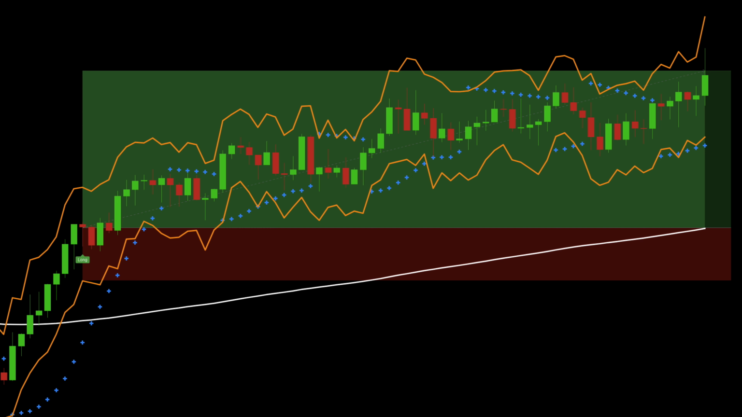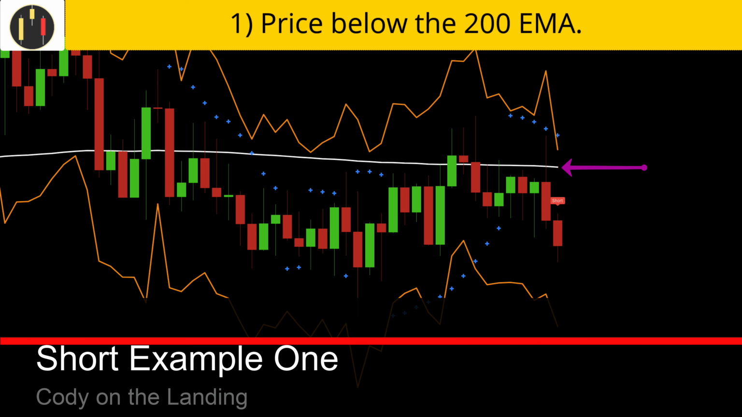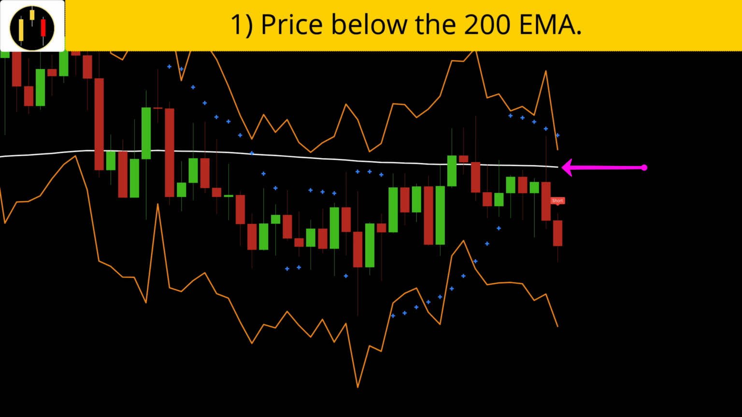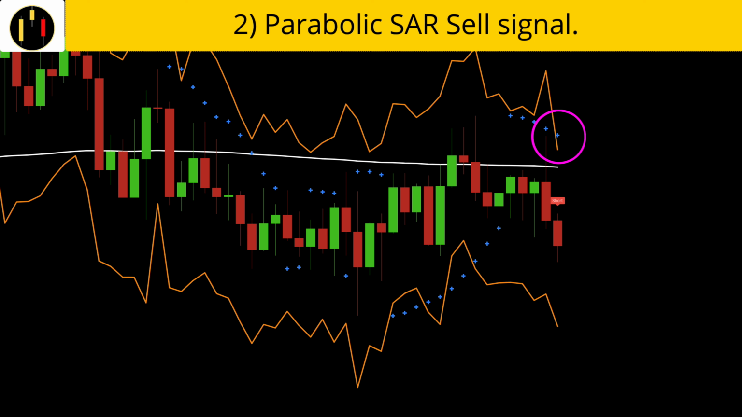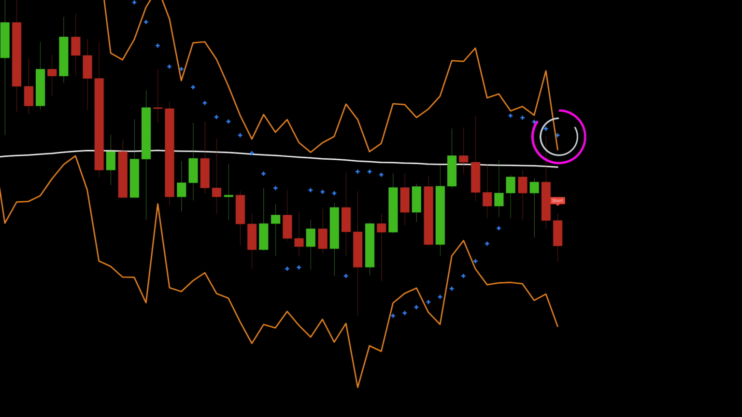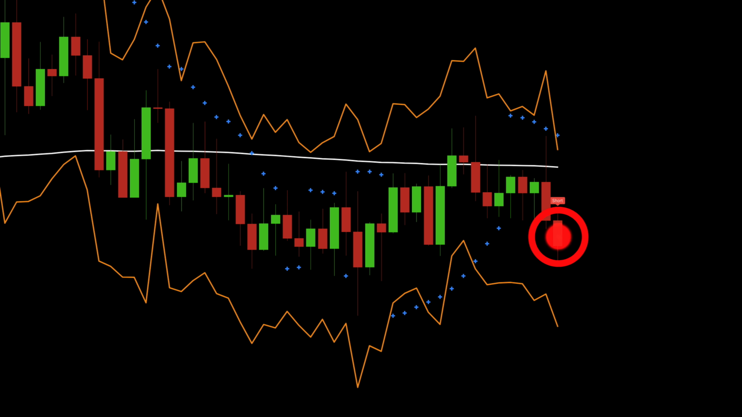Now we flip to shorts. This is what I will test for shorts. First, price must be trading below the 200 EMA represented by the white line. Second, the Parabolic SAR is indicating a sell by presenting blue crosses above price. Finally, the Relative Andean Scalping Indicator says to short. Our rules are met when this candle closes.